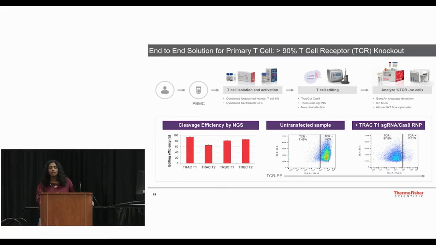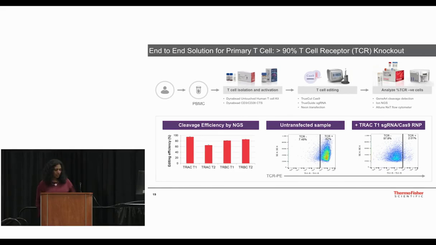So in this example, we used our CTS grade, the cell therapy systems grade Dynabeads to isolate the T cells. And we also have T cell activation, bead-based activation kits for isolating T cells as well as activating T cells. So you really need to activate the T cells before you edit. So after 3 days of activation of the T cells that have been isolated, you then transfect or electroporate the cells, the primary activated T cells, with the Cas9 RNP.